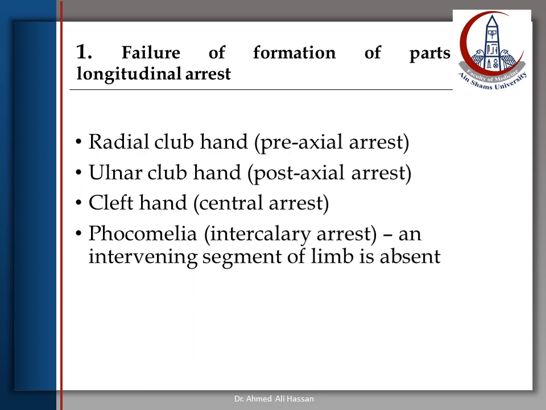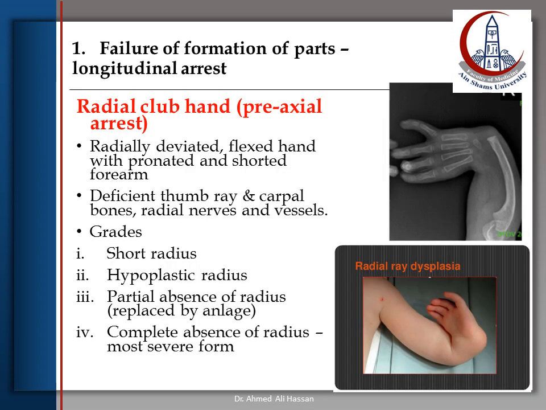It means the intervening segment of a limb is absent. The hand is present and the forearm is present, and a variable length of the forearm is absent. Okay, that's phocomelia. The four mentioned types are called longitudinal arrest: radial clubhand preaxial, ulnar clubhand postaxial, cleft hand central arrest, or phocomelia.